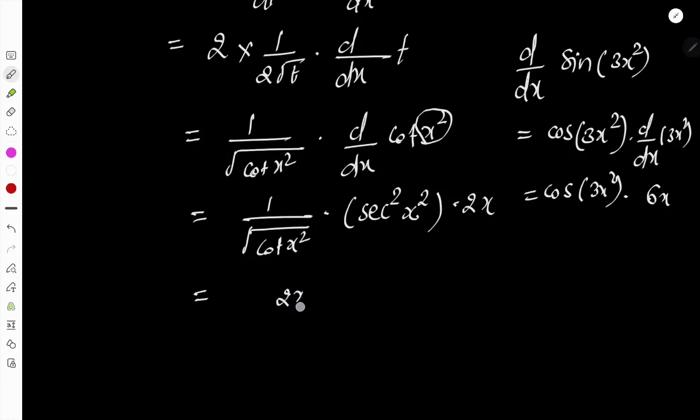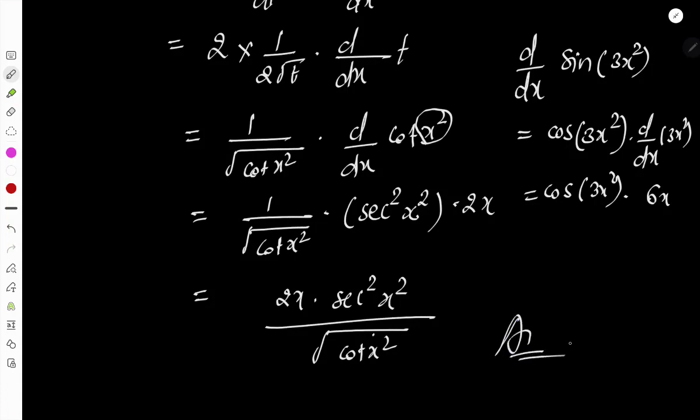So it is 2x into sec square x square divided by cot x square. This is the answer. Hope it is clear. We'll go further.